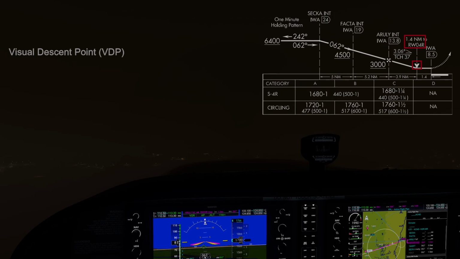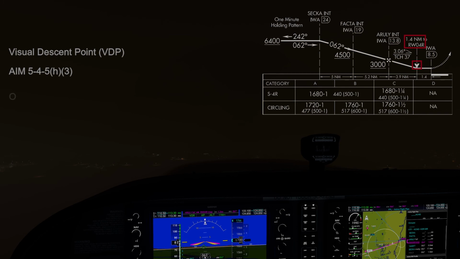So, let's look at the regulatory and advisory guidance. Well, there is nothing in the regulations that mentions the visual descent point. The AIM is a little more helpful. In section 5-4-5 H3, we have some advisory guidance for the exact scenario we find ourselves in.